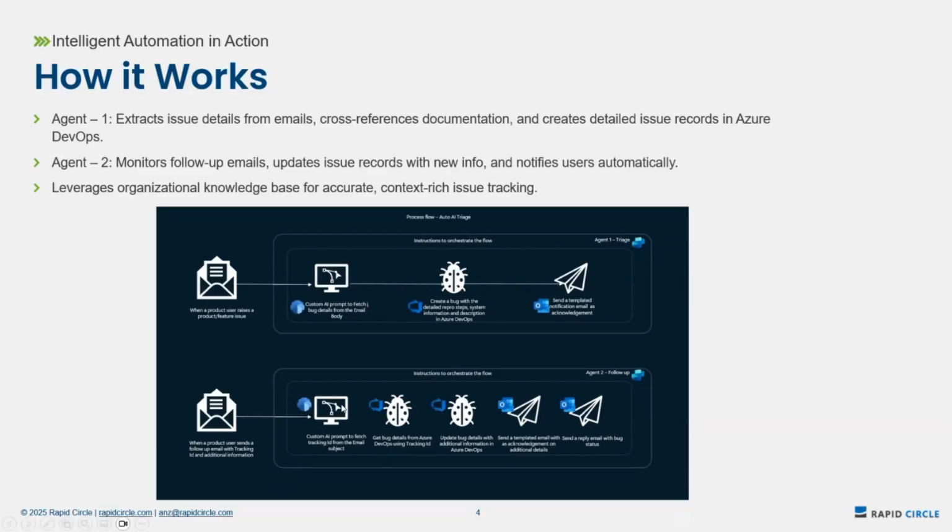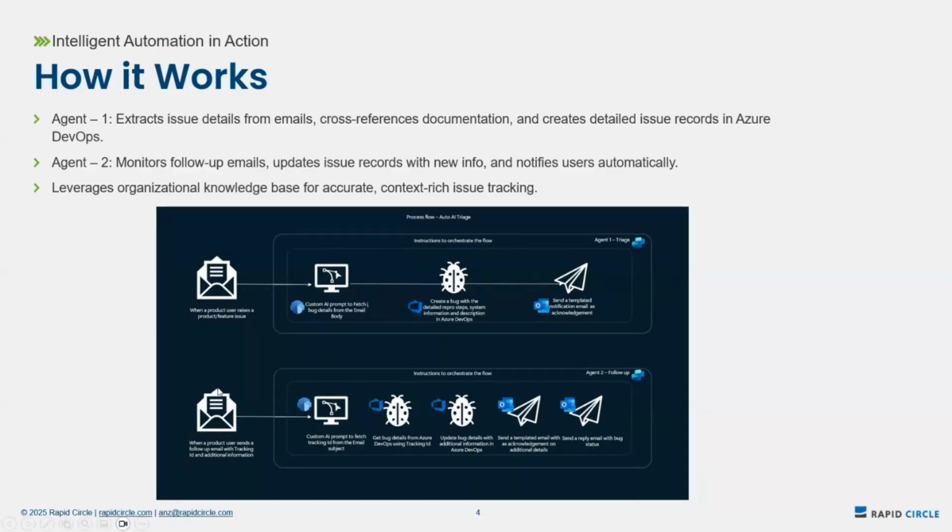Now let's take a look at what happens when the user replies or asks for follow-up information, if the user wants to send any additional details on the issue they have reported. They can still do that. They can still respond to the email which the first agent has sent out. Traditionally, this would require someone to go back, find that issue in DevOps that they might have logged, find the details, update it, and again respond to the user who reported it.